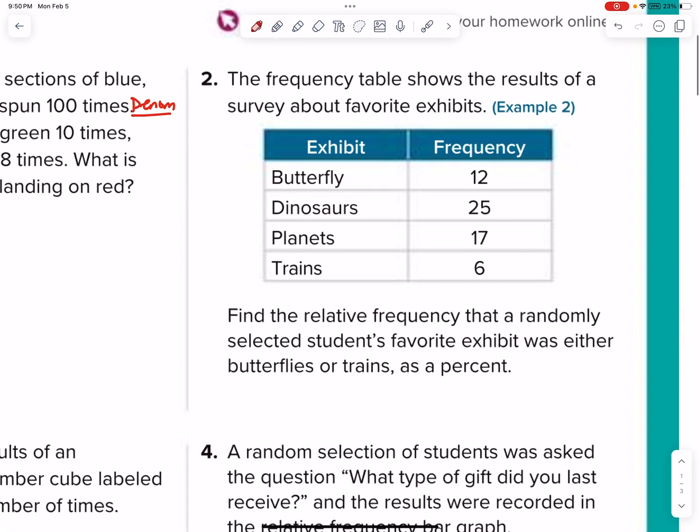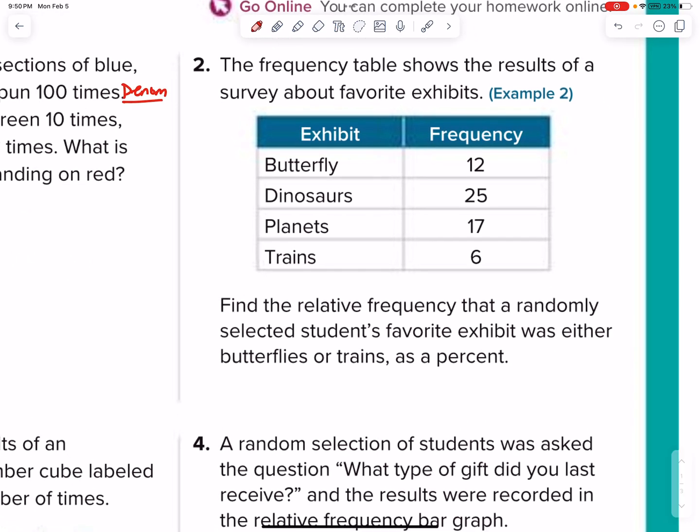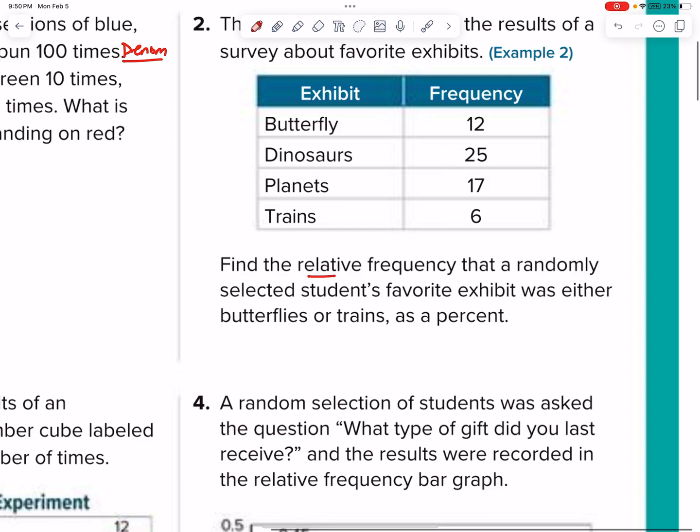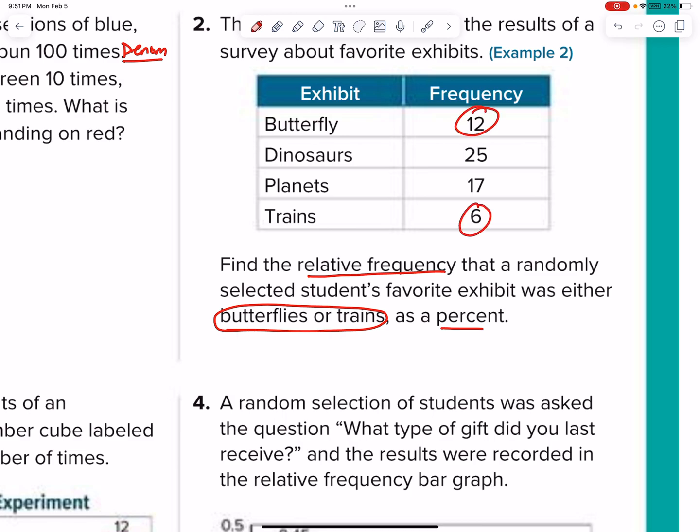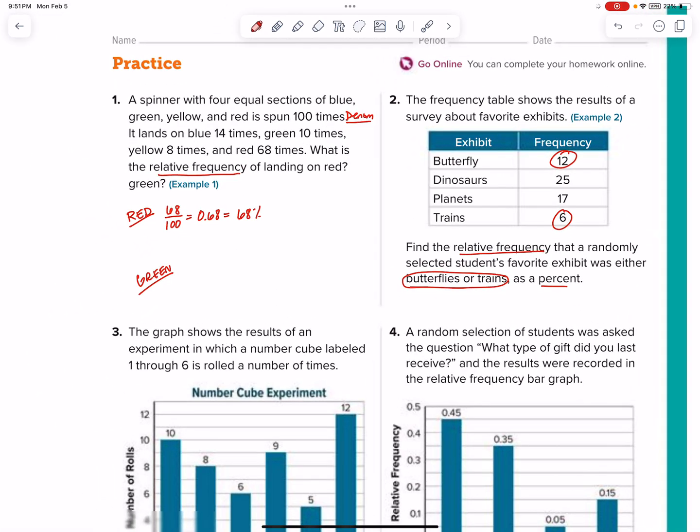Okay. All right. Frequency table shows the results about favorite exhibits. Find the relative frequency that the favorite exhibit was either butterfly or trains. Okay. And they want you to share that as a percent. You might as well do fraction, decimal, and then make sure you do percent at the end. So remember, butterfly or trains means you're adding butterfly and trains together to figure that one out, okay?